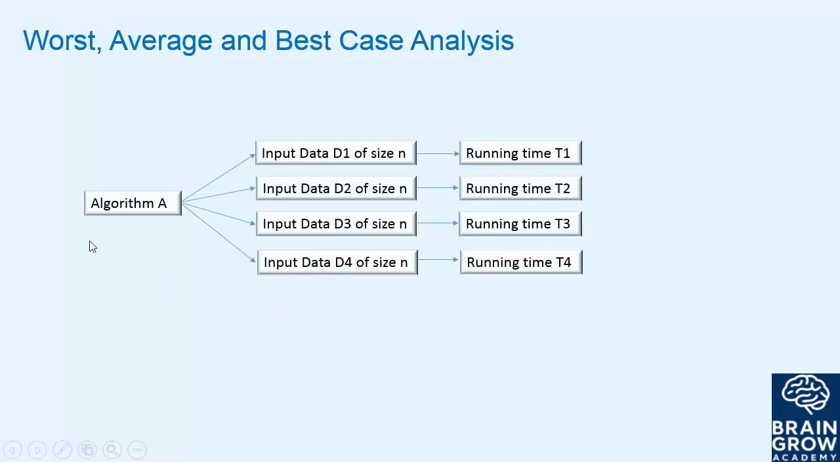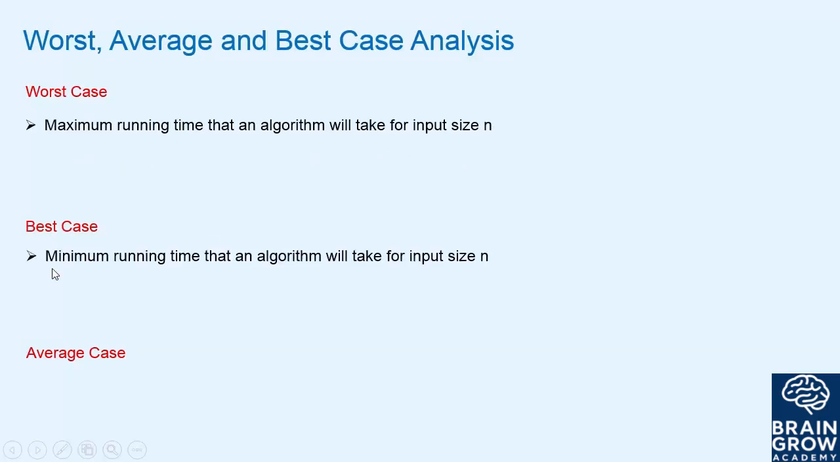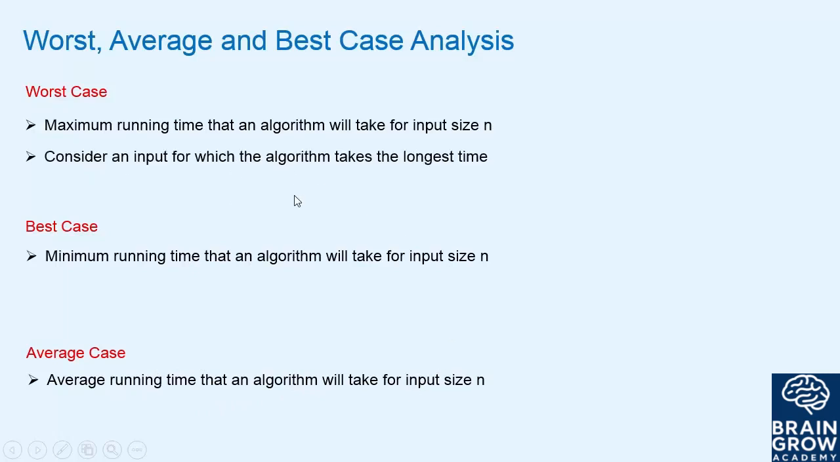For analyzing these type of algorithms, we generally consider three cases: worst case, best case, and average case. So we define the time complexity of the algorithm in these three cases. Worst case time complexity gives us a measure of maximum running time that an algorithm will take for input size n. Best case time complexity gives us a measure of minimum running time that an algorithm will take for input size n. And average case time complexity gives us a measure of average running time that an algorithm will take for input size n. In worst case, we consider an input for which the algorithm takes the longest time.